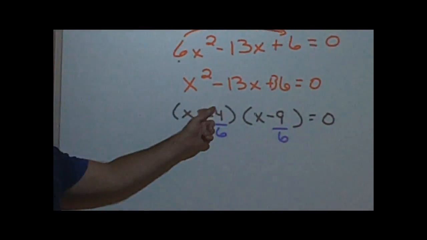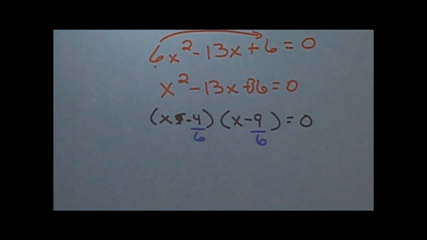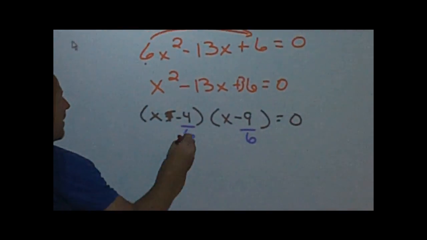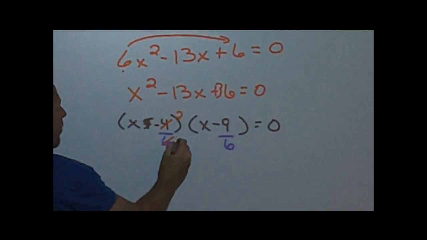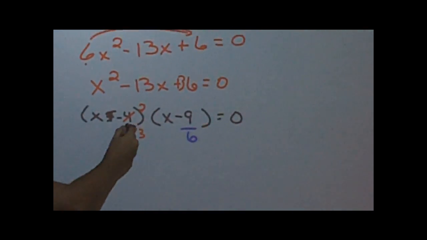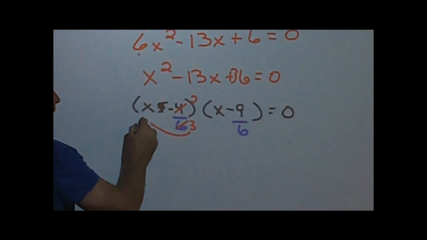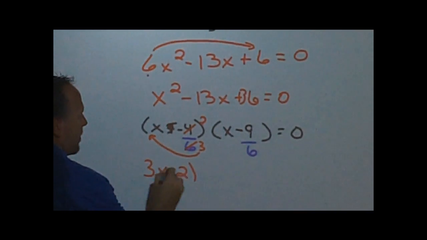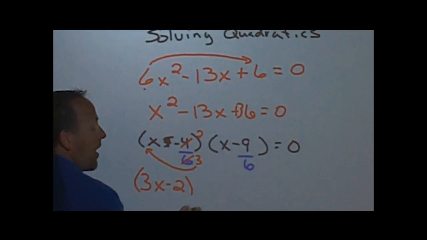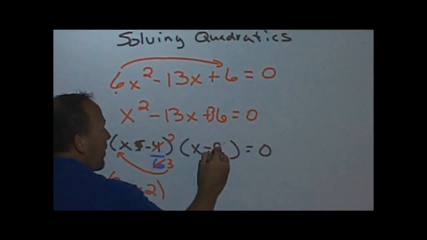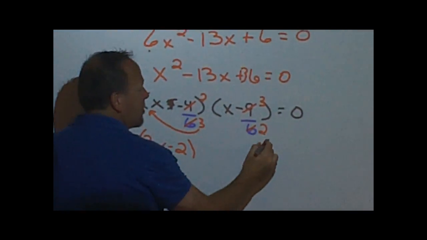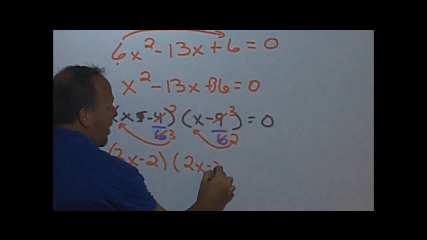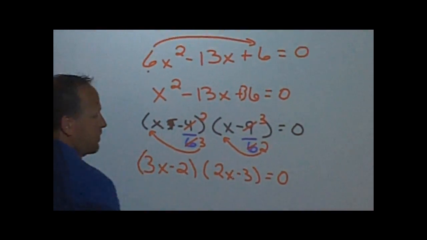If I have 4 over 6, how can I reduce it? I take a 2 out of both, which gives me 2 over 3. If I ever have a number on the bottom of a fraction that I can't reduce anymore, I put that in front of my variable. That gives me 3x minus 2. Over here, 9 over 6 reduces by 3 to 3 over 2, which gives me 2x minus 3 equals 0.